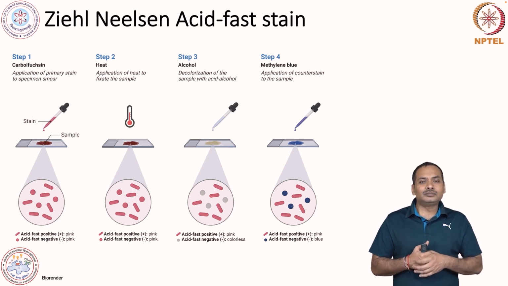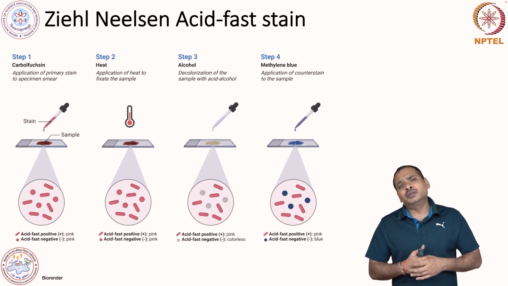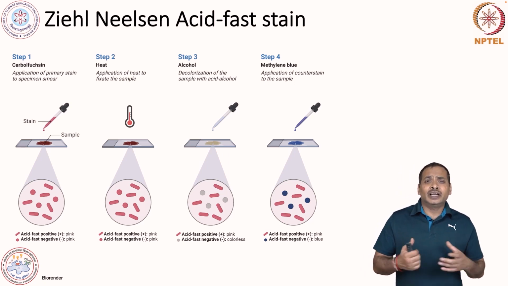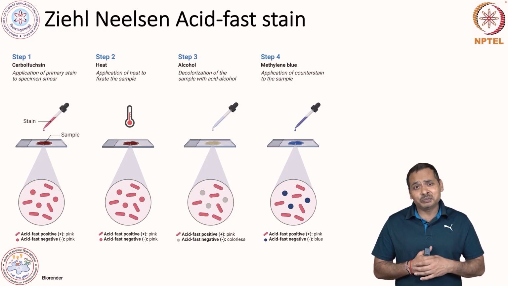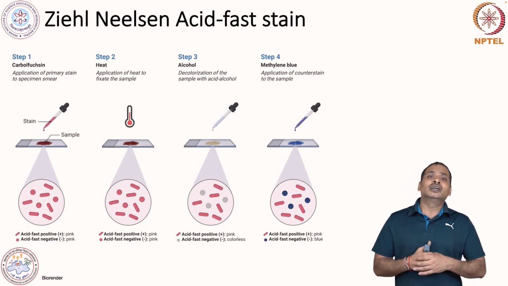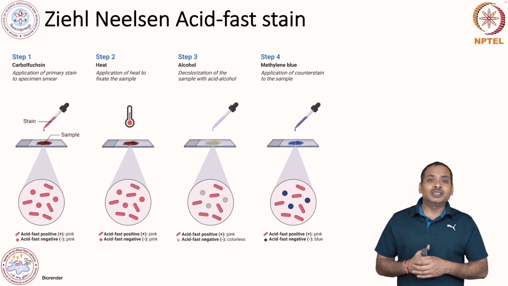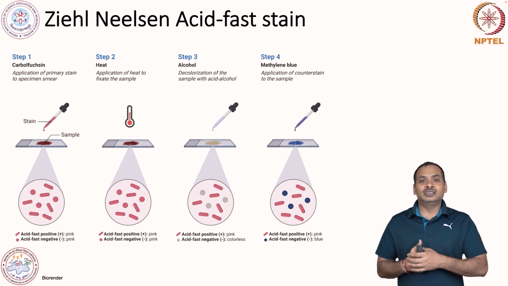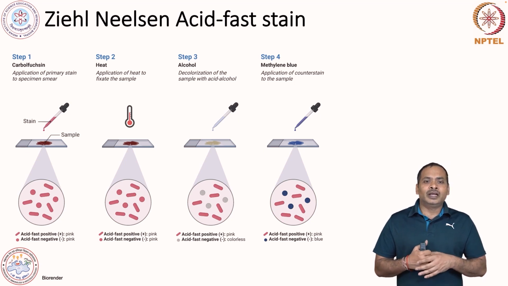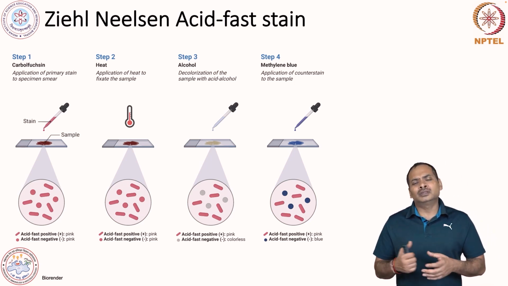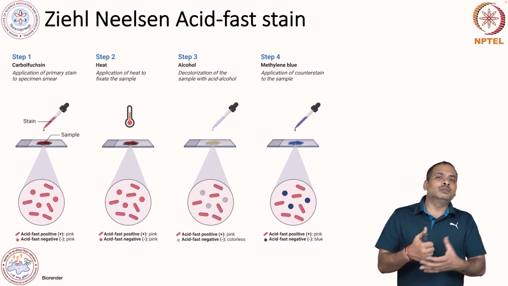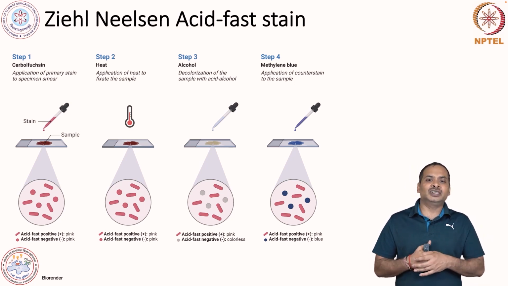Then this sample is treated with acid alcohol. As I explained in the previous session, this is 95% ethanol and 3% hydrochloric acid. After the wash with the acid alcohol decolorizing agent, the sample is treated with methylene blue. Methylene blue is a kind of counterstain.